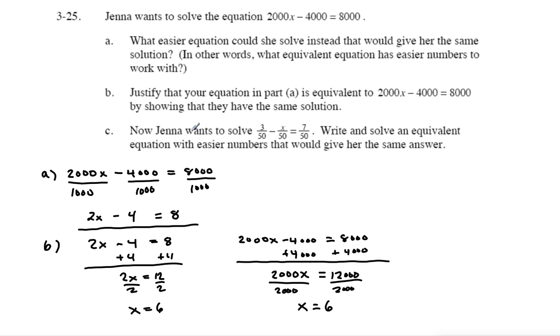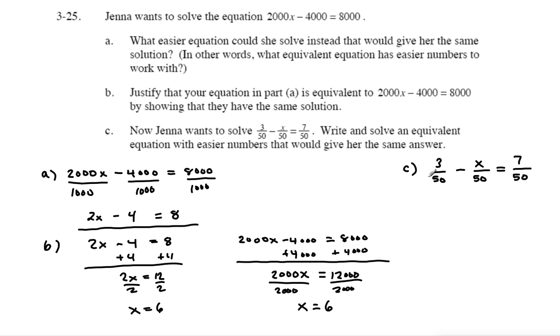It says now Jenna wants to solve 3/50ths minus x/50ths equals 7/50ths. Write and solve an equivalent equation with easier numbers that would give her the same answer. Well, if we can divide everything by the same number, we could also multiply everything by the same number. So we've got 3/50ths minus x/50ths equals 7/50ths.